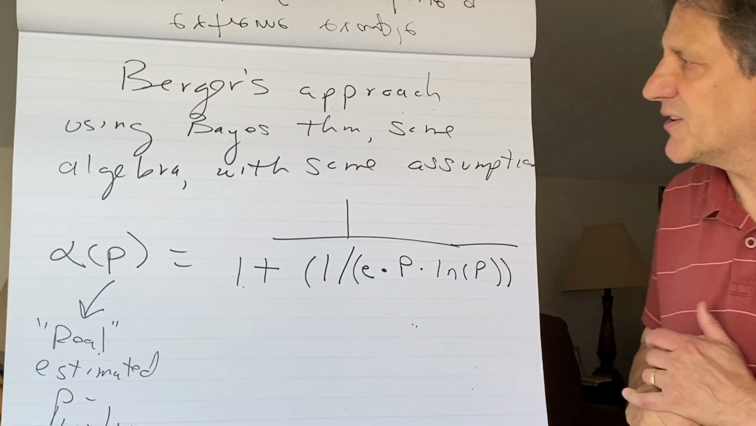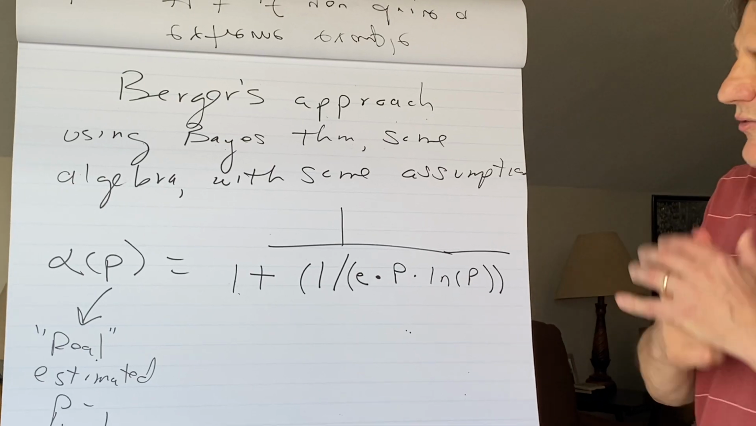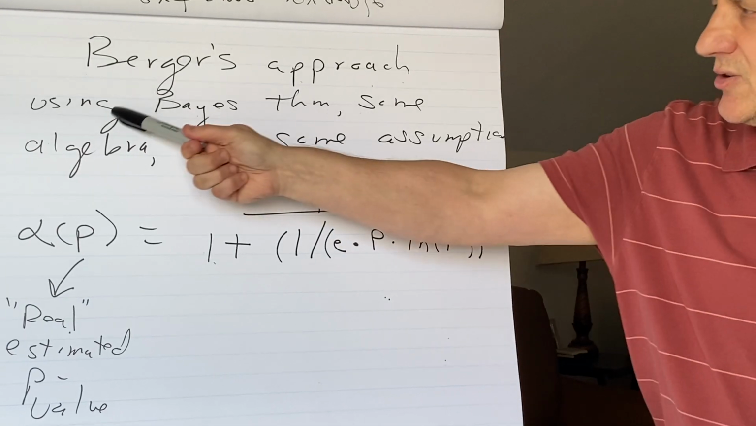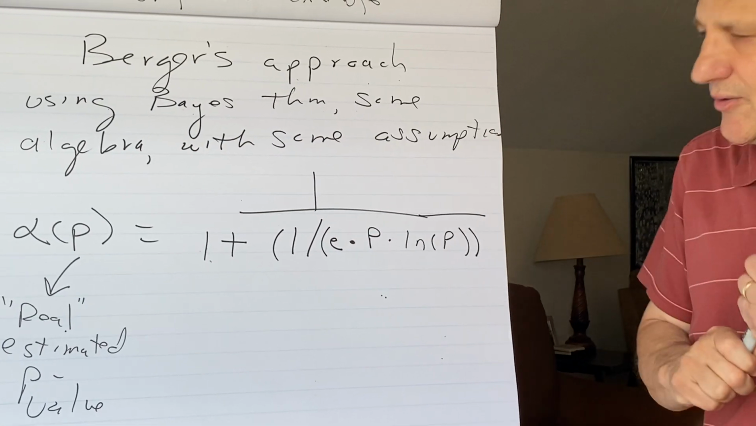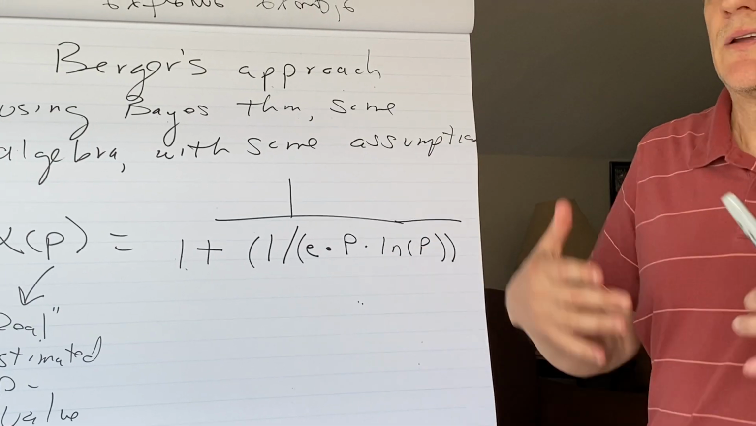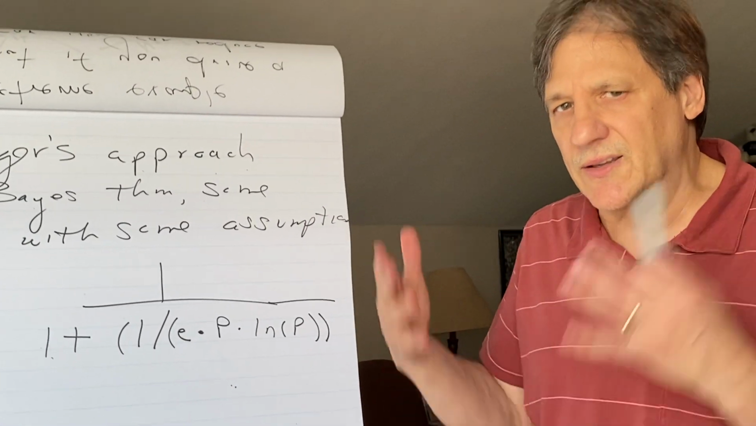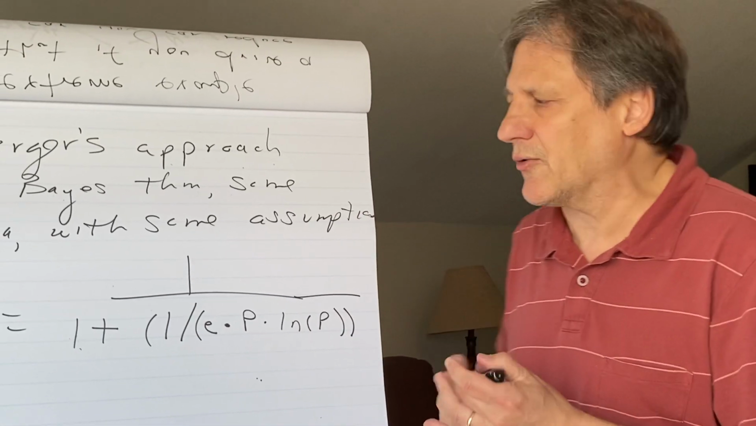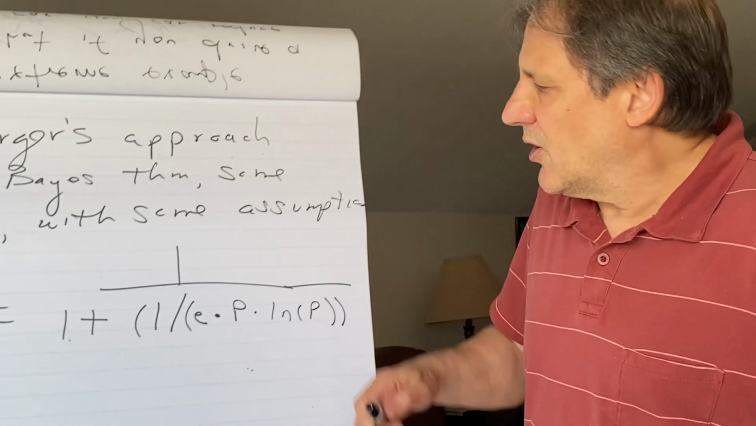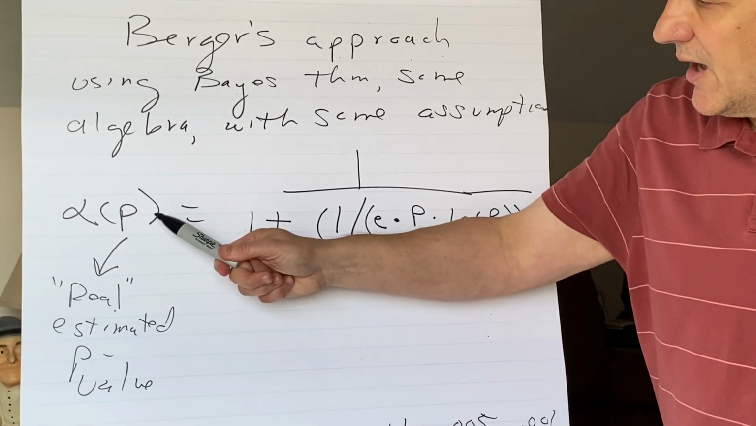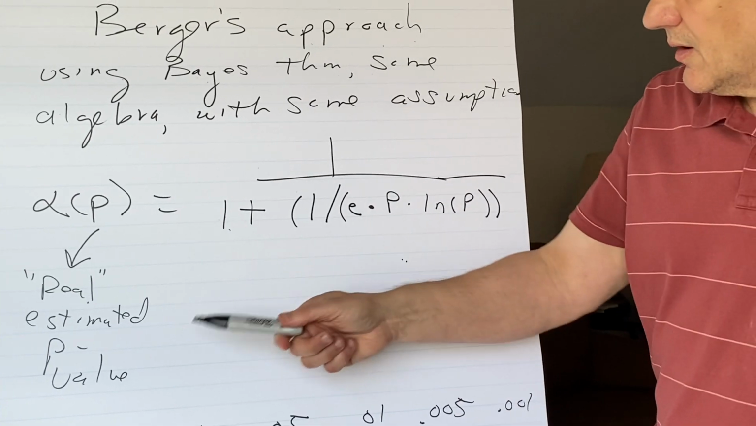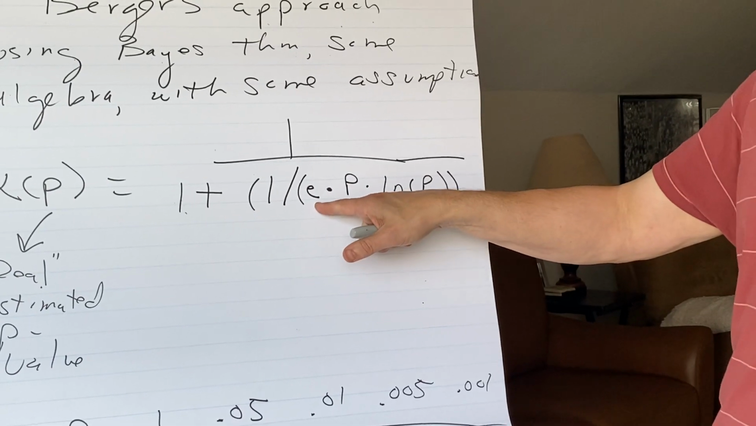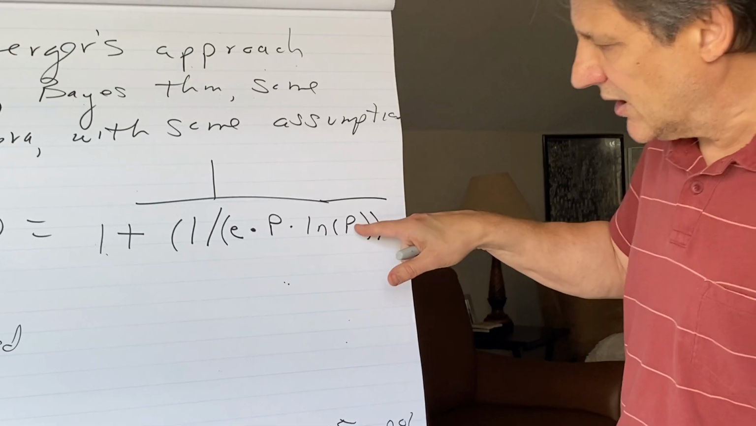There are several mathematicians that have studied this. Actually, from what I found online, Berger, I think, does a very nice job. He uses Bayes' theorem, some algebra with some assumptions, and basically looks at different possible distributions and things like that. If you're interested in it, I can always provide you a link, or even, I think there are several links that might illustrate this. But so he came up with an equation that says alpha of p, which is the p-value, is equal to 1 over this expression, okay? This is e, which is approximately 2.71, and this is the natural log of p, okay?